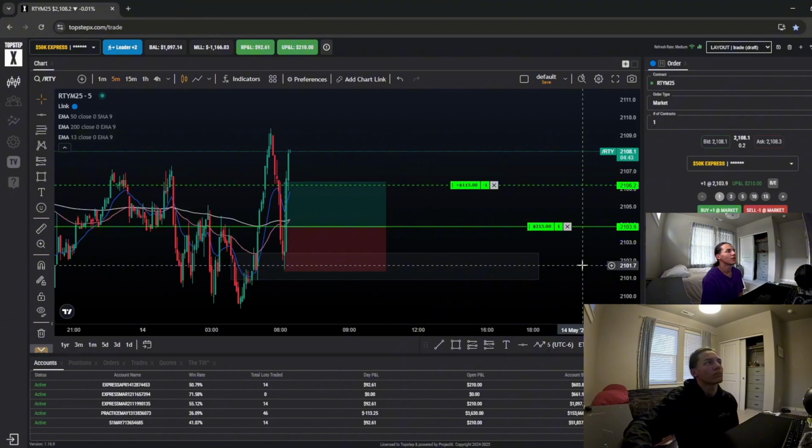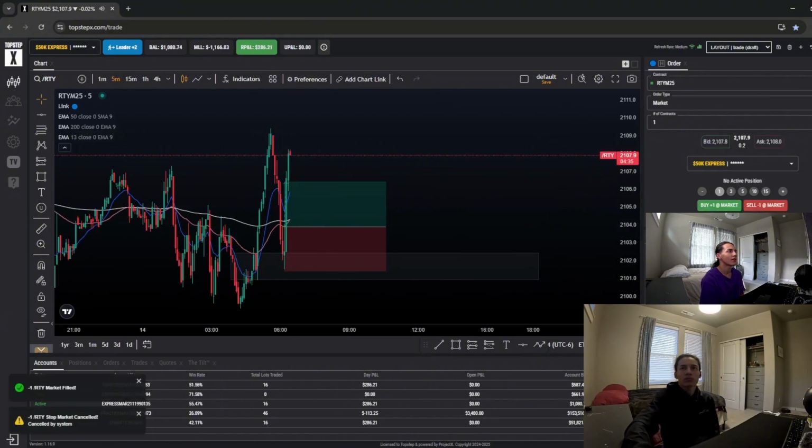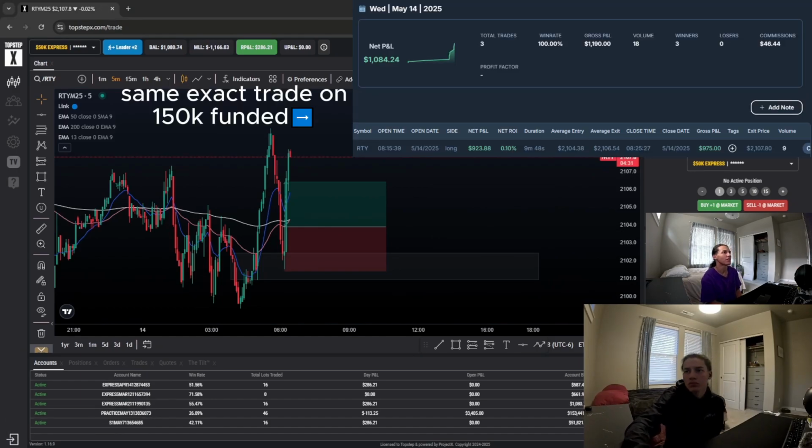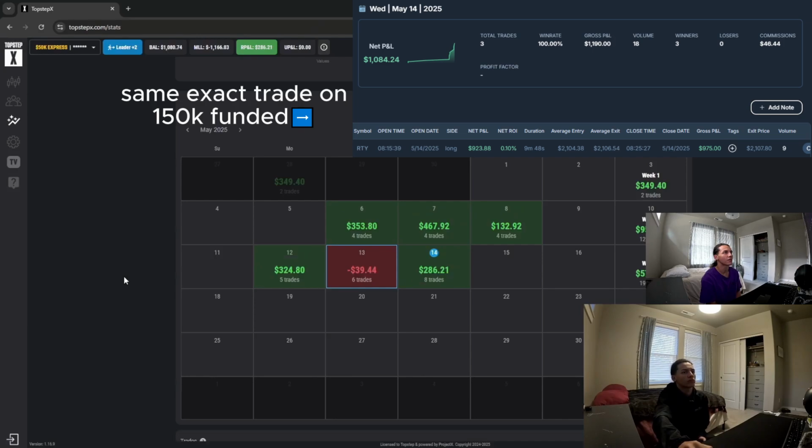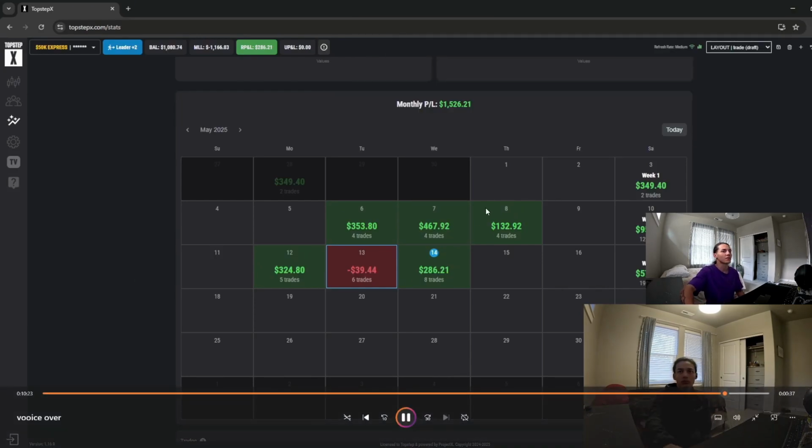Now, if we had all EMAs below the zone, this would have been a textbook, beautiful trade. But see, 286 on the day. It's actually 286 times 3, so it's gonna be 240. That was actually like $840. But you can see my P&L on my Express, pretty textbook.